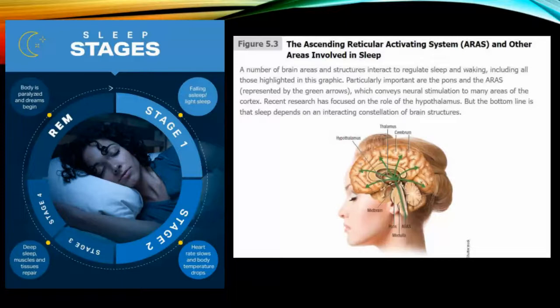So your cerebrum, your thalamus, your hypothalamus, your pons, your midbrain, your medulla, are all functioning when you're asleep, okay. The ascending reticular activating system, the ARAS, is a system that's involved in sleep, and that conveys neural stimulation to many areas of the cortex. Research has focused on the role of the hypothalamus, but basically the bottom line is that sleep depends on an interacting constellation of brain structures and those neural pathways that happen between the different structures in our brain. So that is what sleep is, why sleep is important, and sleep and our consciousness.